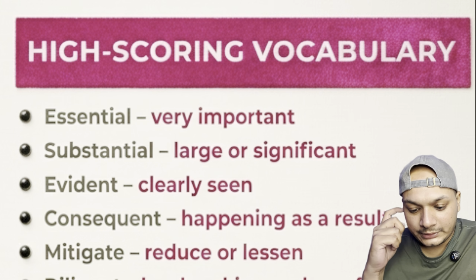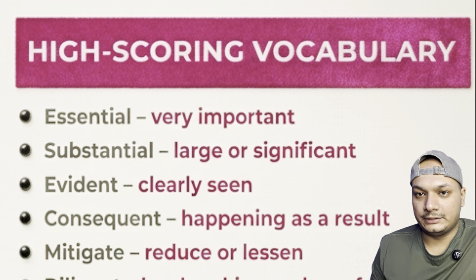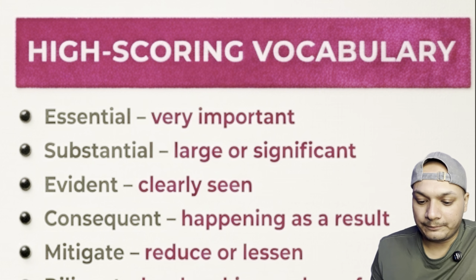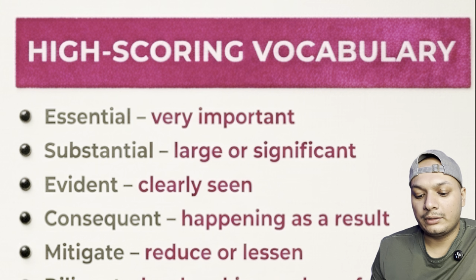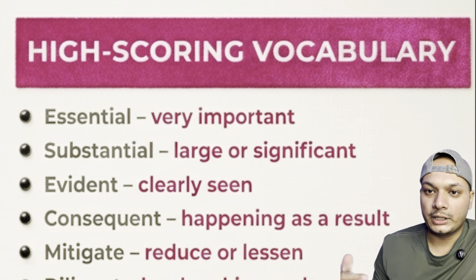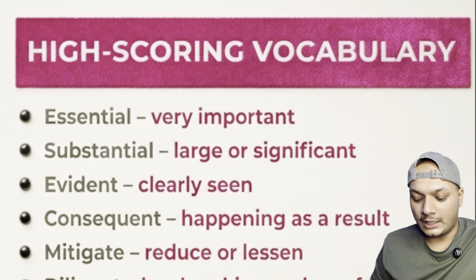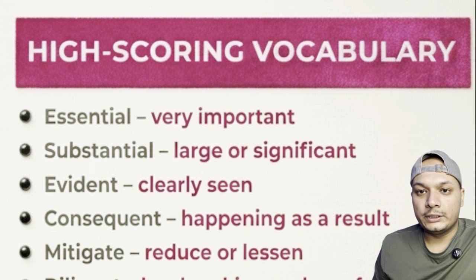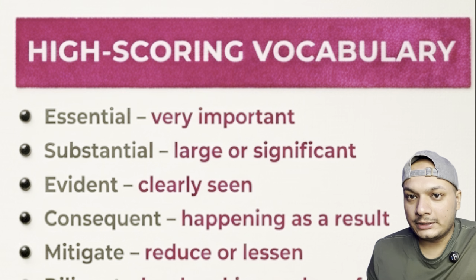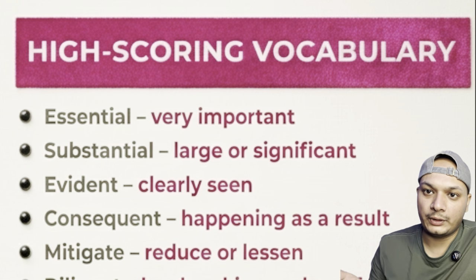The third word is evident. The meaning of evident is clearly seen. You see something clearly. Let's take some examples. His happiness was evident from his smile. So we can see clearly by looking at the person. The next example is: it became evident that the plan would succeed. We can imagine, we clearly see what would happen in the future. So this is the main purpose of evident.